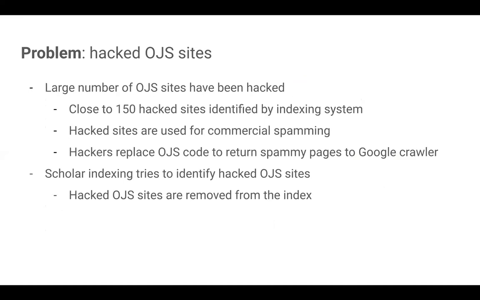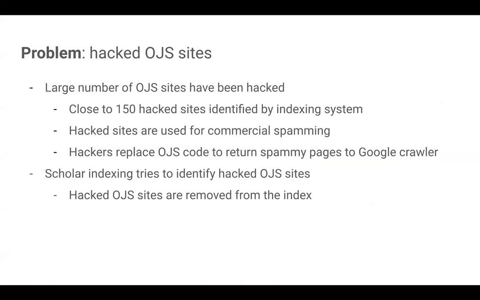Finally, the last common problem, which I mentioned has been pretty widespread recently. We've seen some widespread issues of hacked OJS sites. This does happen from time to time, where they're basically getting spam returned to the crawler, and this is used for commercial spamming. The indexing system identified almost 150 OJS sites that have been hacked and used for commercial spamming this year.